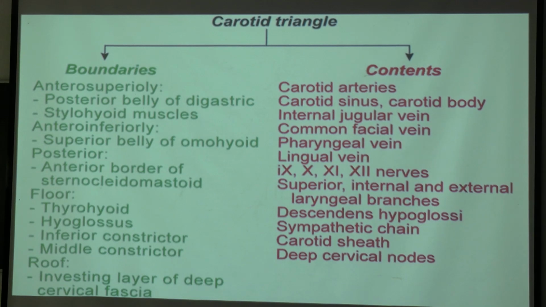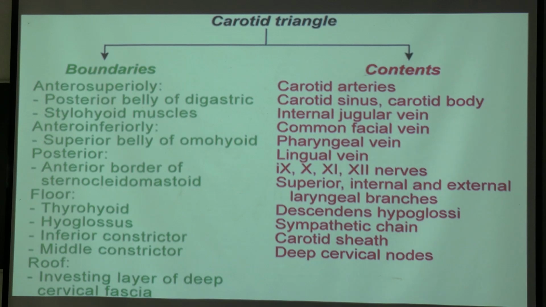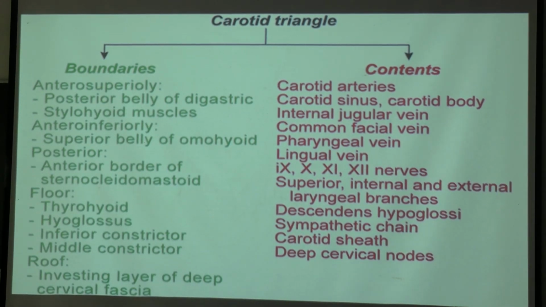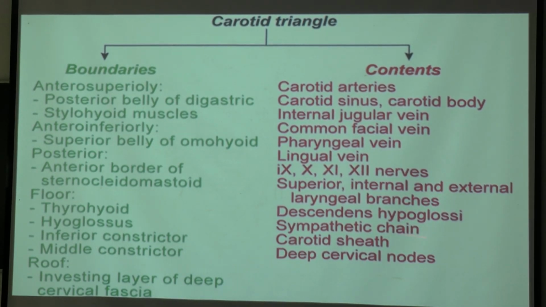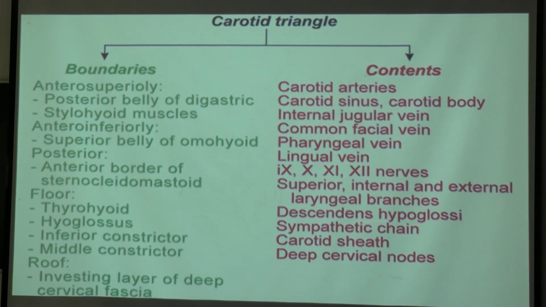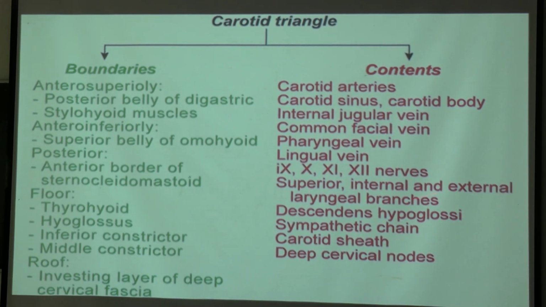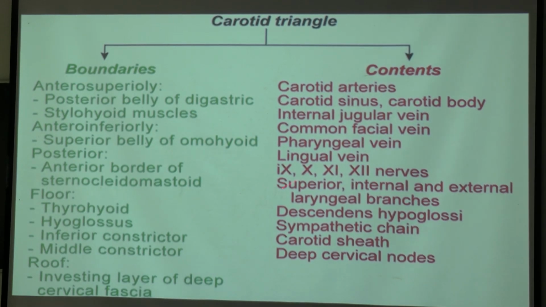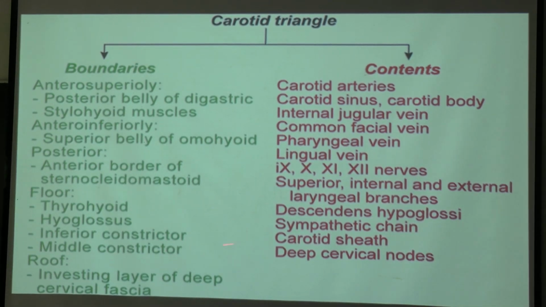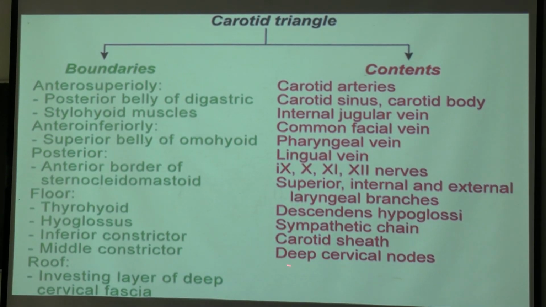Carotid sinus is a swelling near where the common carotid artery bifurcates, and there one baroreceptor is present, oval shaped, that is known as the carotid body. Internal jugular vein, common facial vein, pharyngeal vein, lingual vein, 9, 10, 11, 12, last 4 cranial nerves, superior laryngeal artery, and superior laryngeal nerve, which divides into internal and external laryngeal nerves, descendens hypoglossi, which is part of the Ansa cervicalis, sympathetic chain, carotid sheath, and deep cervical node.